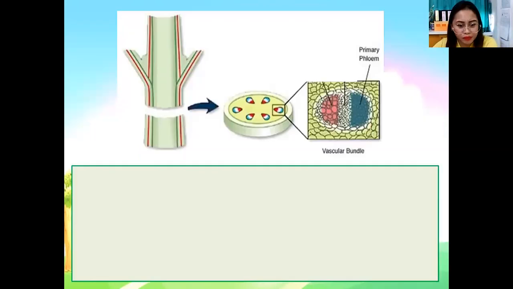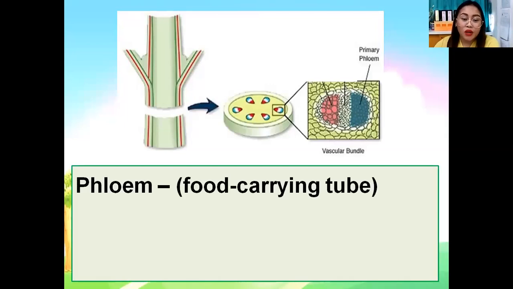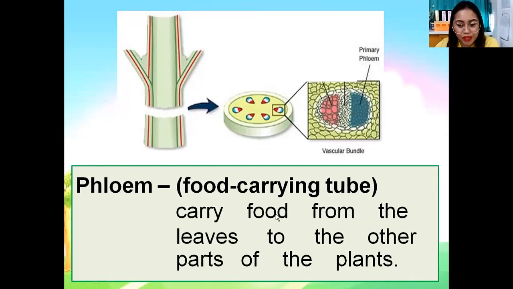So how about the phloem? Phloem, or what we call the food carrying tube. Again, phloem or food carrying tube. Phloem carries food from the leaves to the other parts of the plant. Can you remember the function of leaf? Yes, leaf makes food. So the function of phloem is to carry the food from the leaves and give it to the root or to the fruit or to the flower. So that is the function of phloem.